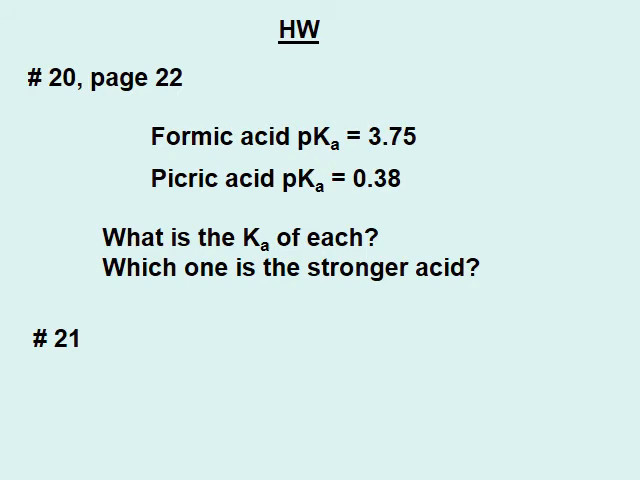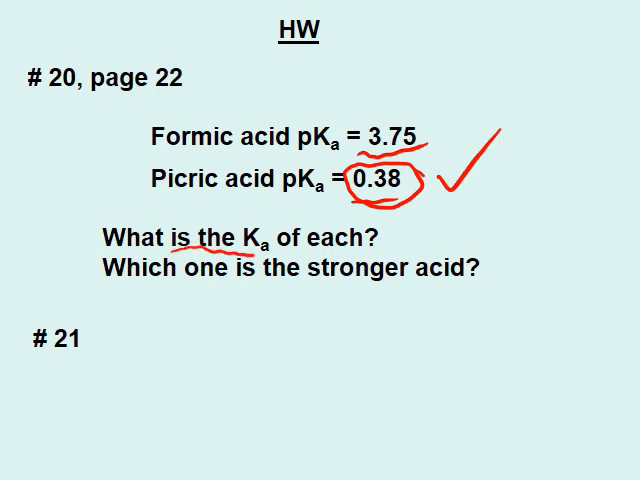This is coming from your homework. Formic acid with pKa value of 3.75, picric acid with pKa of 0.38. Which one is the stronger acid? Since this has a smaller value of pKa, so this is a stronger acid, and formic acid is a weaker acid.